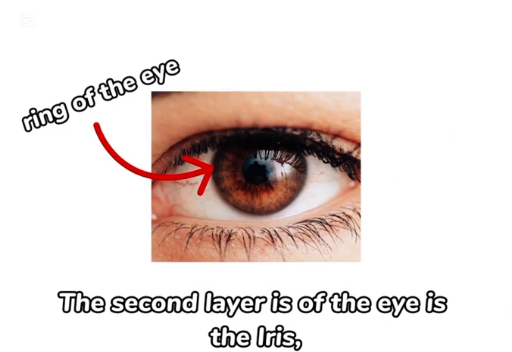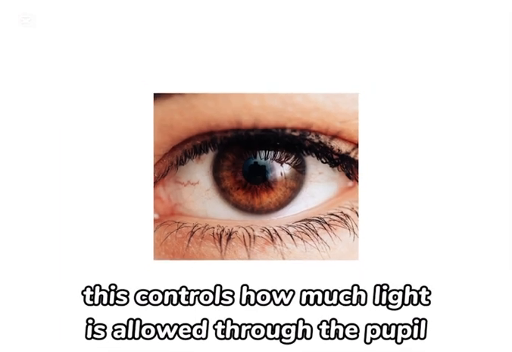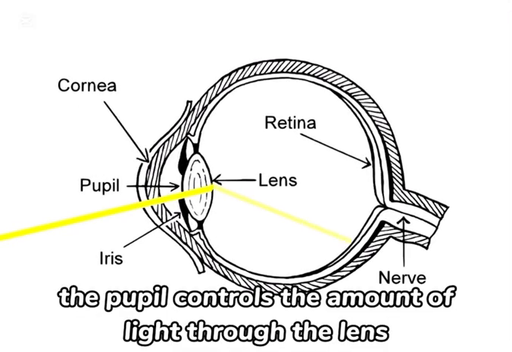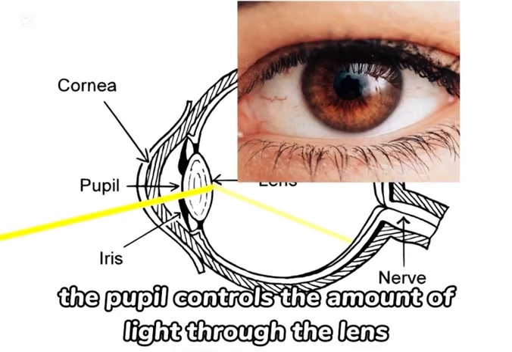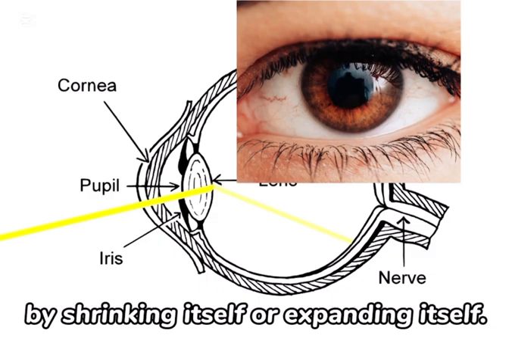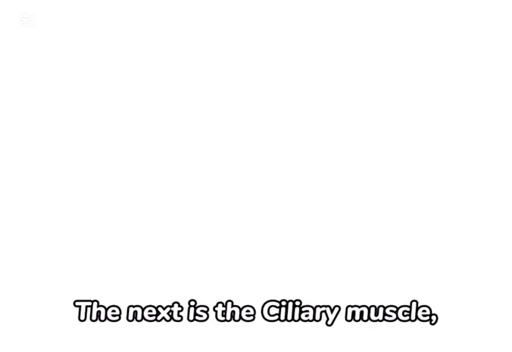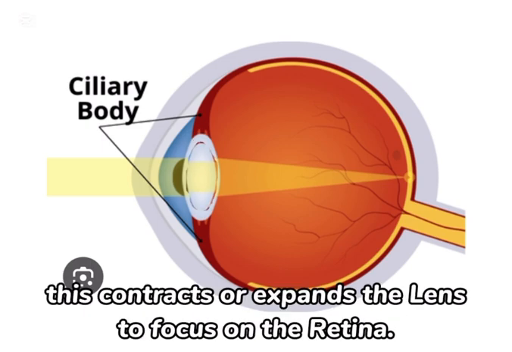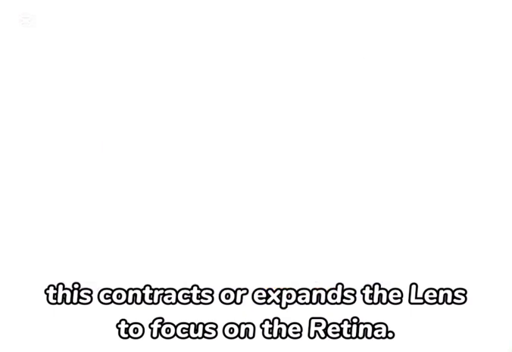The second layer of the eye is the iris. This controls how much light is allowed through the pupil. The next one is the pupil. The pupil controls the amount of light through the lens by shrinking itself or expanding itself. The next is the ciliary muscle. This contracts or expands the lens to focus on the retina.